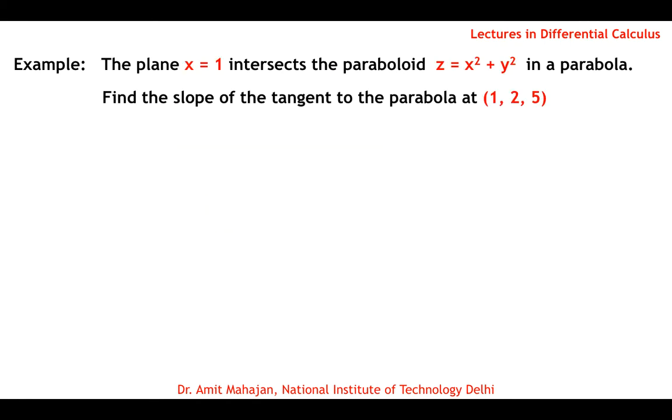Then say one more example: the plane x equals 1 intersects the paraboloid in a parabola. Find the slope of the tangent to the parabola at this point. Given this paraboloid, x equals 1 is a plane, so x equals 1 will cut this surface into a curve, and that curve is a parabola. And then on this parabola is the point (1, 2, 5), which means it will satisfy x equals 1.